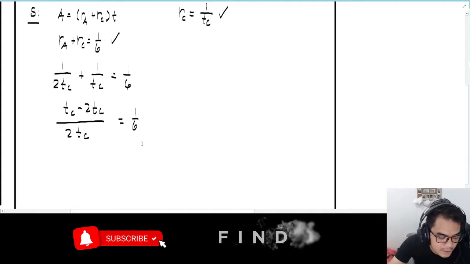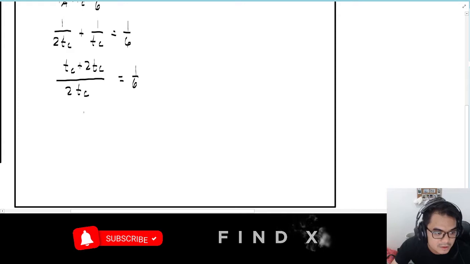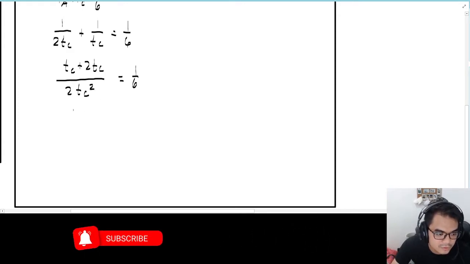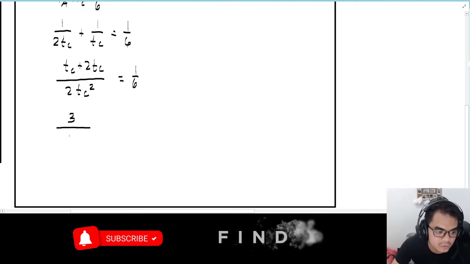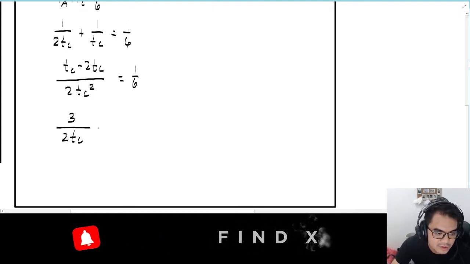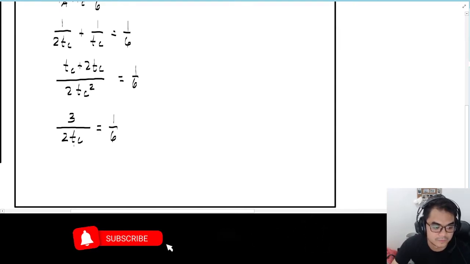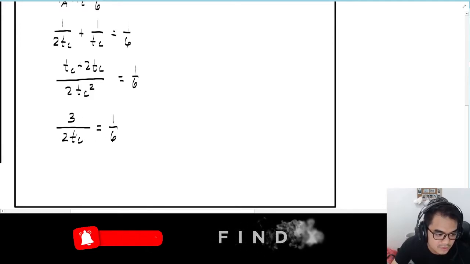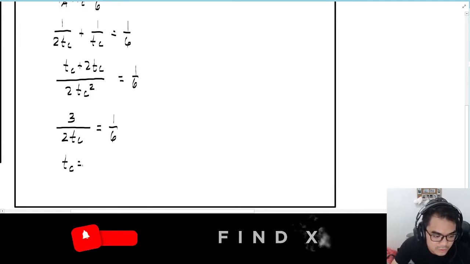So therefore, the upper part will be 3T, no, this is squared, must be squared. Okay, so this will become 3, 1TC on the numerator will be cancelled. So 2TC equal to 1 over 6. And then TC now will be equal to what? 6 times 3, that's 18 over 2. Therefore, TC now will be equal to 9 days.